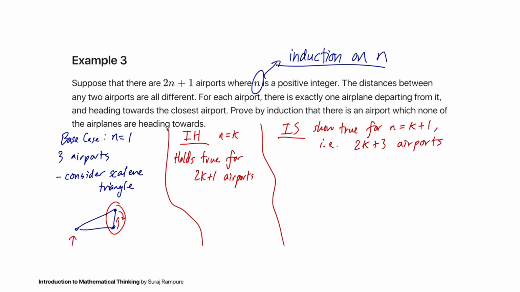Couldn't you just take 2k plus 1, because that was our induction hypothesis, and then say k equals k plus 1 and then plug that in? No. So we want to show that it works with k plus 1. We can't assume that yet. We can only assume that it's true for k.